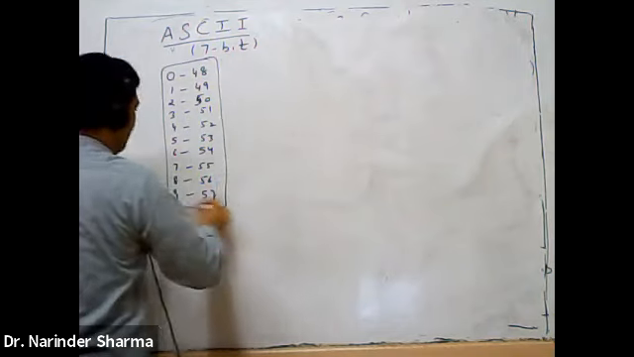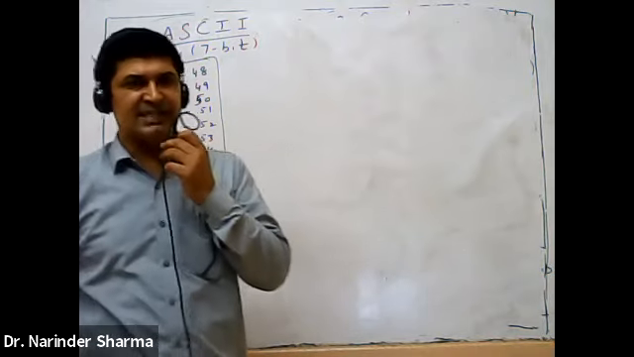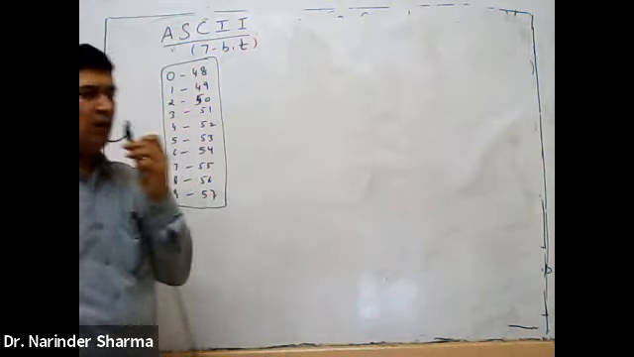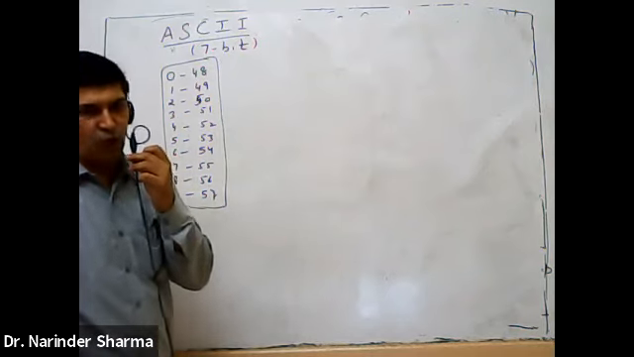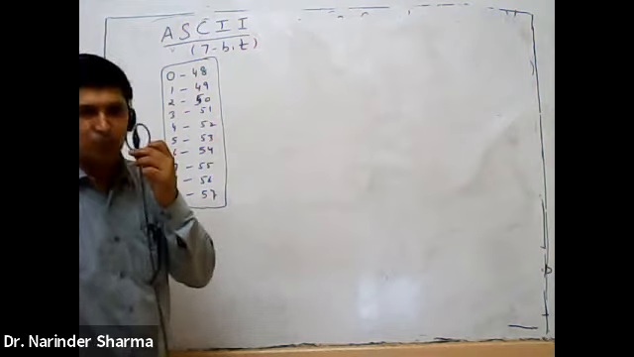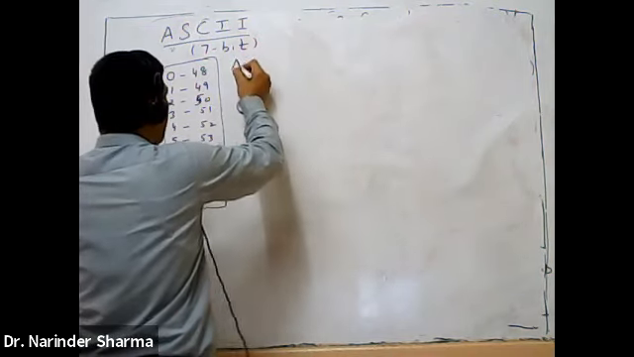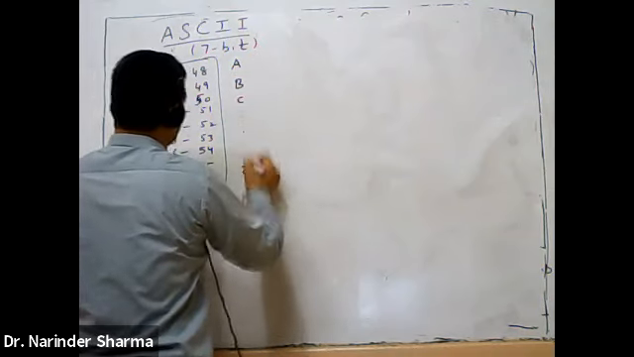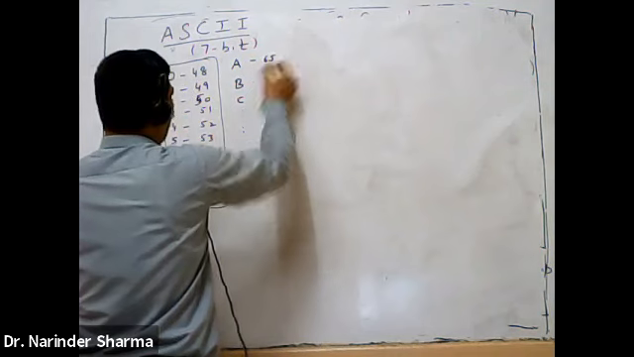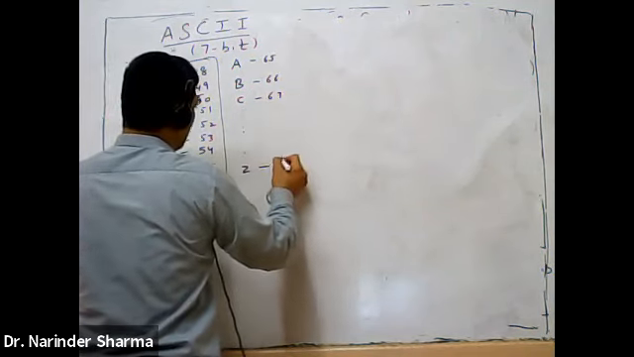Because you have already done C++, it is a case sensitive language. Case sensitive stands for, it distinguishes between the upper case and lower case. Lower case, upper case means capital letters and small letters. So all this distinguishes A, B, C and so on, capital Z. Capital A stands for 65, B 66, C 67 and goes up to 90.